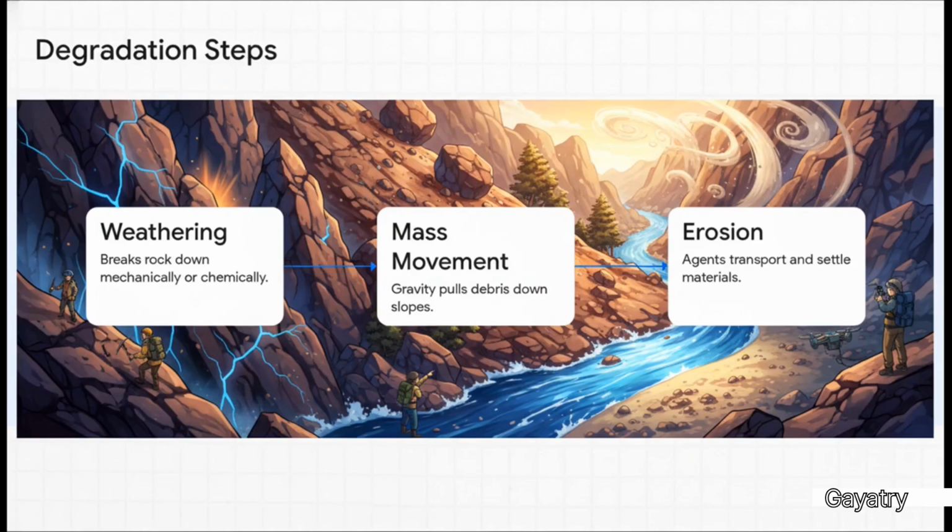Step 1 is weathering. This is the mechanical or chemical breaking down of rock right where it sits, often just from temperature changes or water seeping in. Step 2 is mass movement. This is gravity doing its job, literally pulling that newly weakened debris down the slopes, think landslides or even just slow soil creep. Finally, step 3 is erosion and deposition. Dynamic agents like rivers and wind sweep in, transport those broken materials away, and eventually deposit them in a brand new location. In fact, that's exactly how the dirt sitting in your backyard might have originated hundreds of miles away.